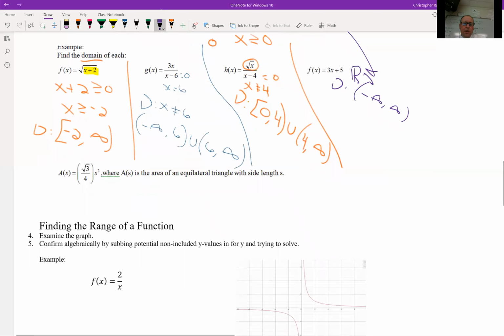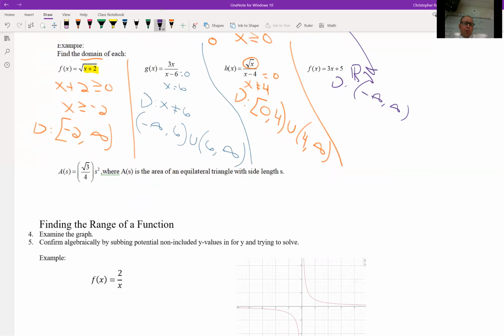All right, we got one more of these. And this one overlaps because right now we don't have any restrictions, right? But as soon as we start talking about a real world situation, this is the area of an equilateral triangle. So we could go through and squaring something, there's never a problem with it. But the domain here is, can you have an equilateral triangle that has the sides with a length of 0? No. So let's first get the idea down. It means it has to be greater than 0.